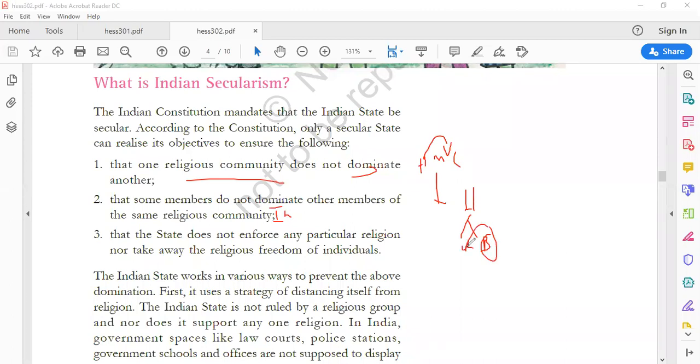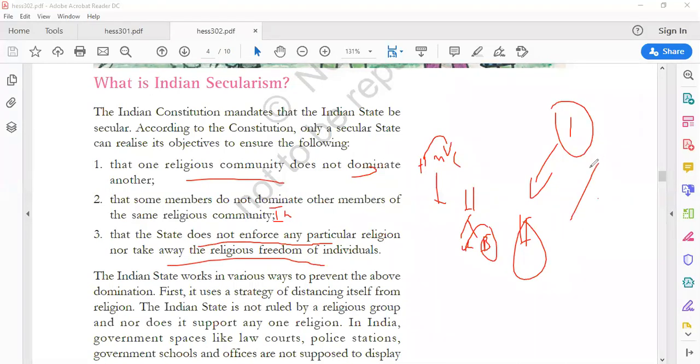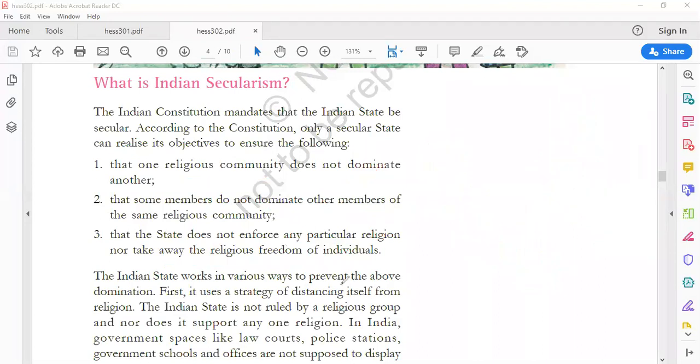Brahmins cannot dominate Lingayats. Now, the state does not enforce any particular religion. The state, that is the country, cannot impose that you should follow Hinduism, that all should follow Hinduism. And neither can it take away religious freedom. This is Indian secularism. Now, how does Indian secularism work? It prevents domination.